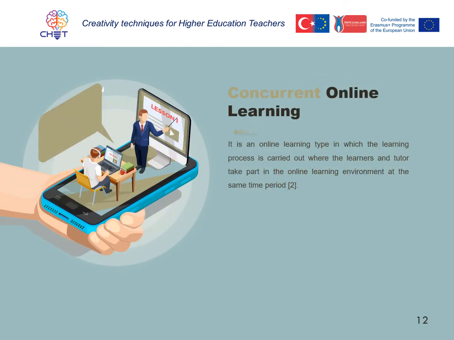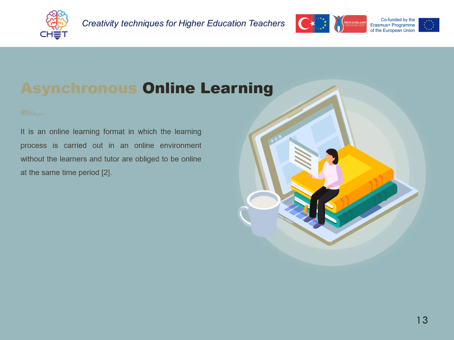Concurrent online learning is an online learning type in which the learning process is carried out where the learners and tutor take part in the online learning environment at the same time period. And the last one on the list is asynchronous online learning. It is an online learning format in which the learning process is carried out in an online environment without the learners and tutor being obligated to be online at the same time period.